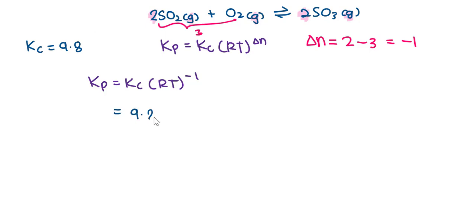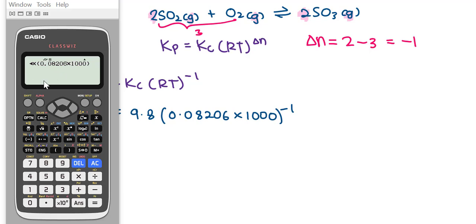So substitute the value. We have 9.8 for the Kc. R is 0.08206. The temperature here must be in Kelvin, so we have 1000 Kelvin just now, and then to the power of minus 1. And then press your calculator. 9.8 times, open the bracket, 0.08206 times 1000, close the bracket, and then press this and then insert minus 1. Right? You will get the answer 0.1194.